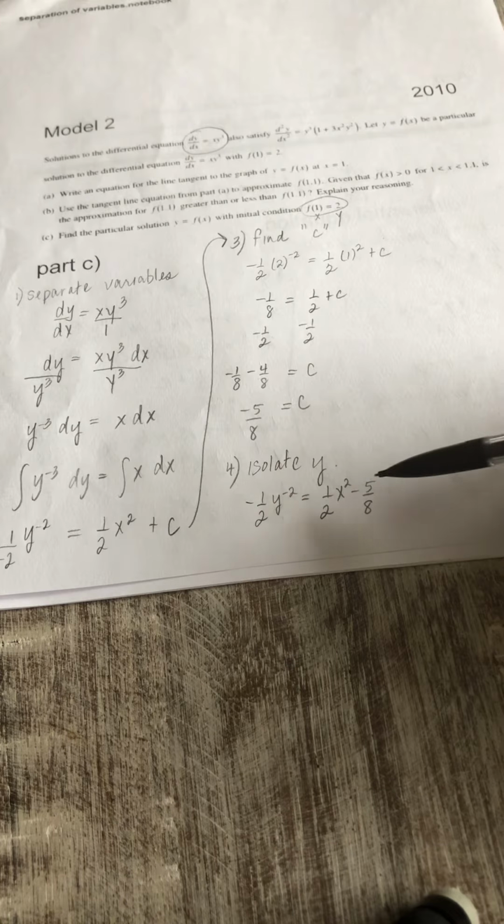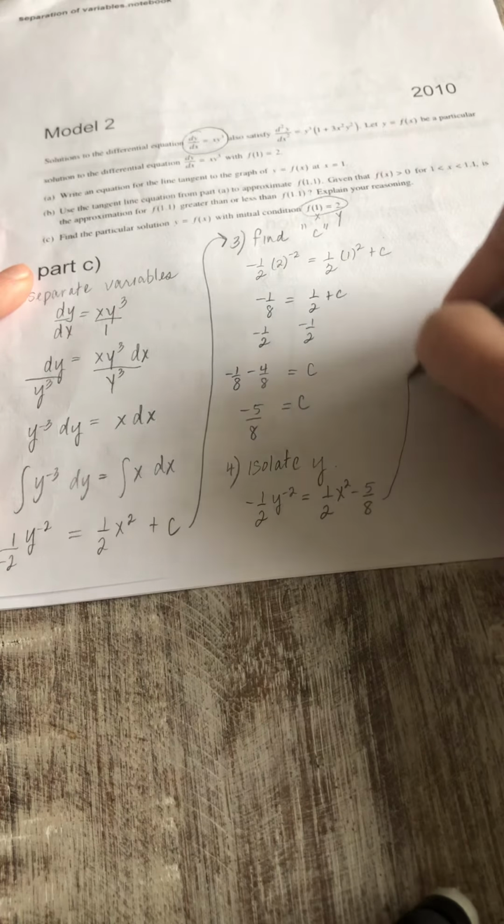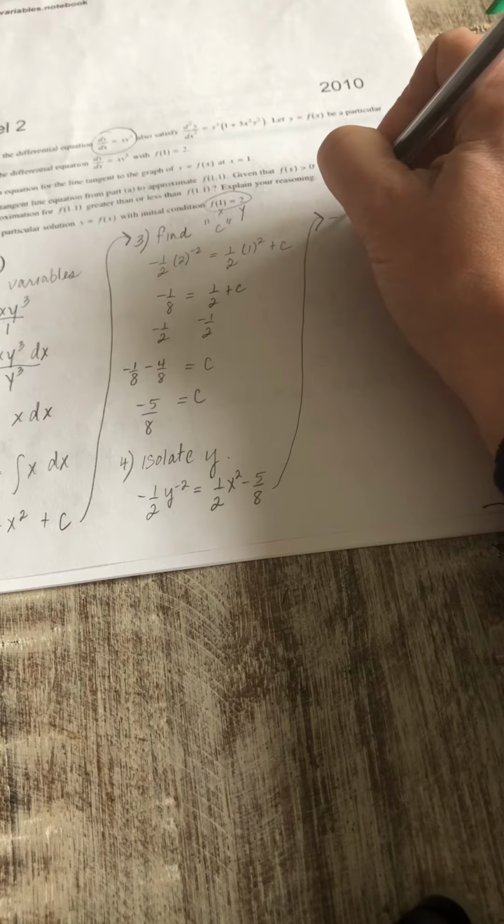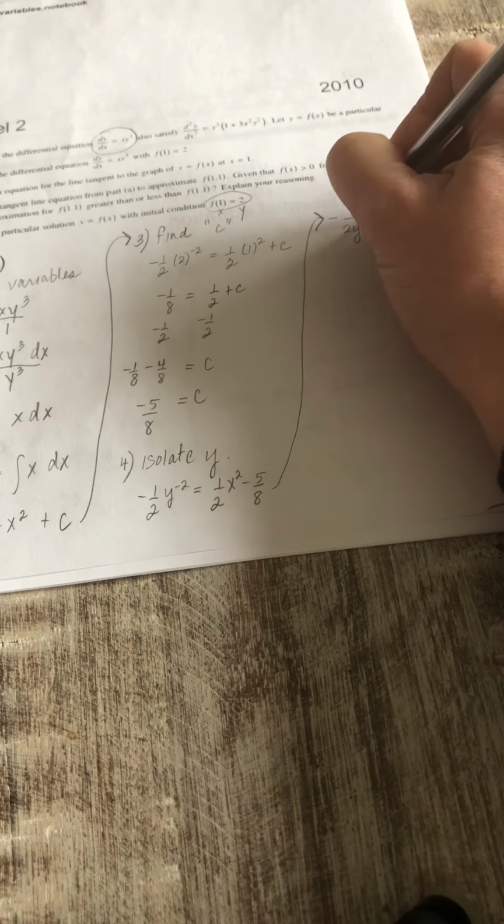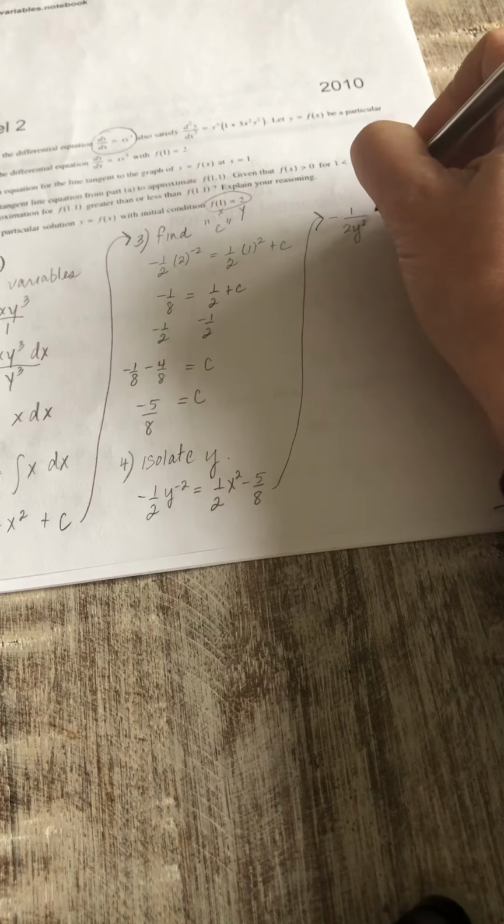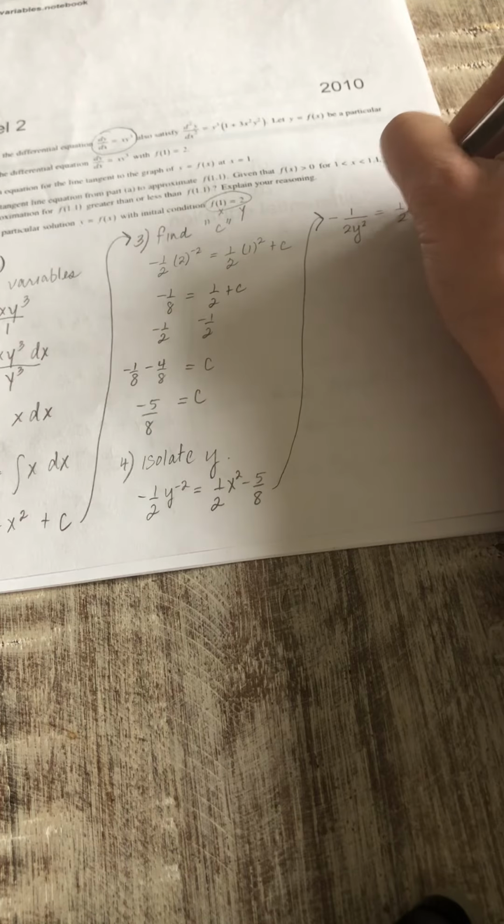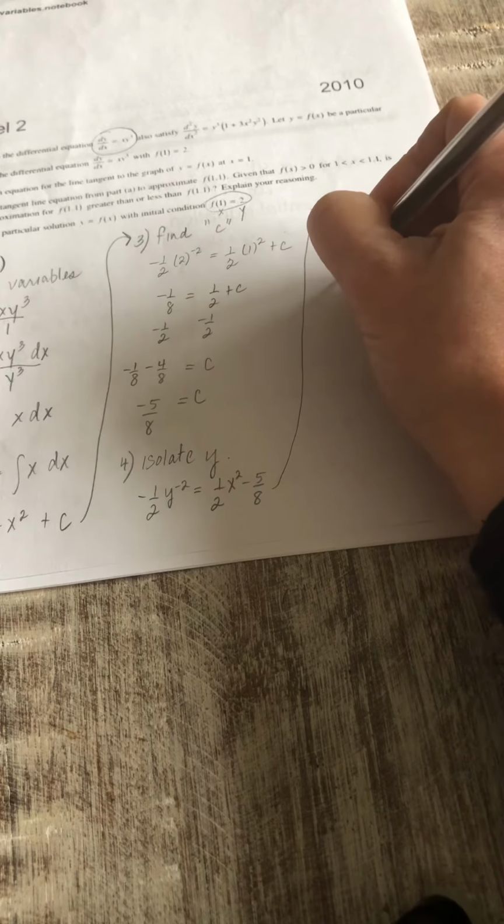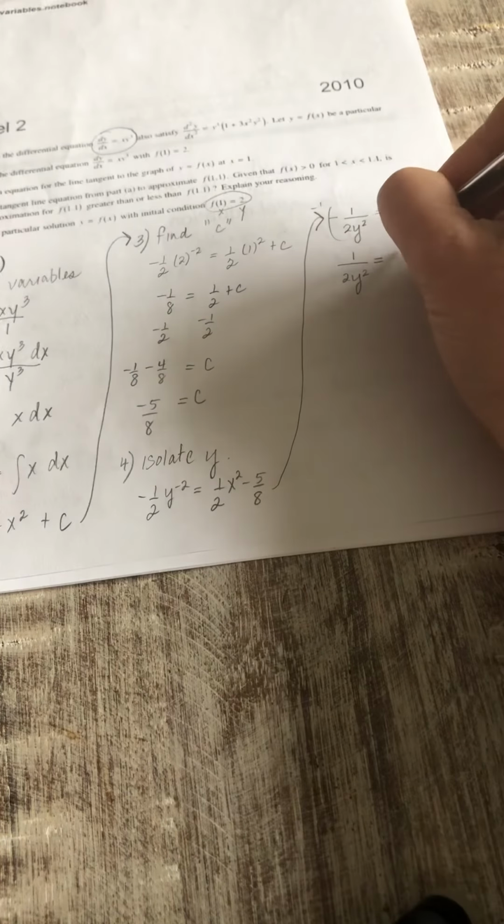So I'm thinking that I'm going to make the right side negative 1 over 2y squared equals 1/2 x squared minus 5/8. I'm going to probably just multiply everything by negative 1 right here. I'm going to have 1 over 2y squared equals, and I'm just going to rearrange it like I did in the last example, 5/8 minus 1/2 x squared.